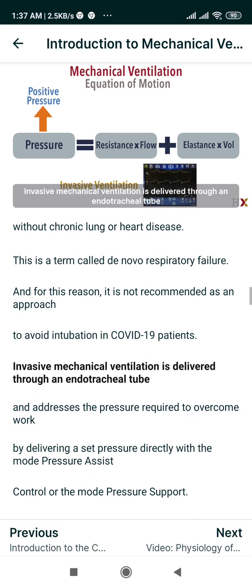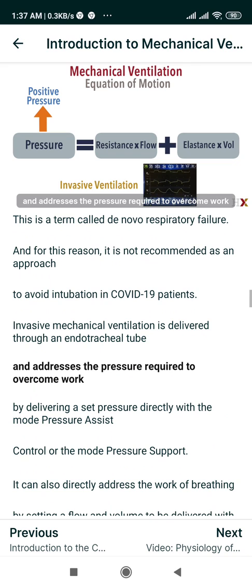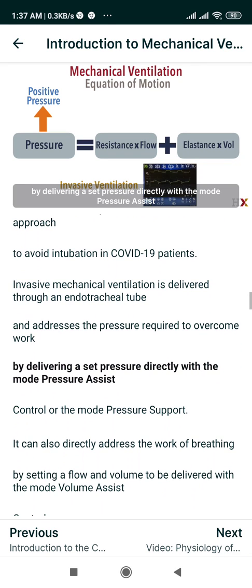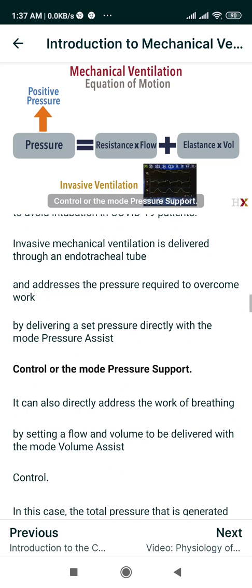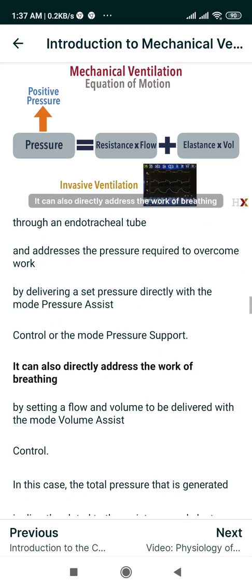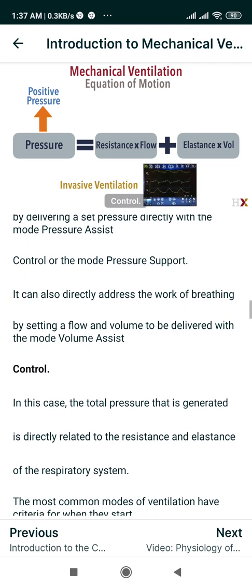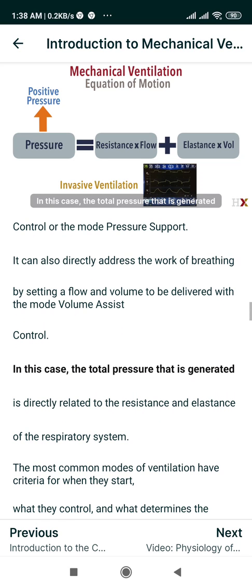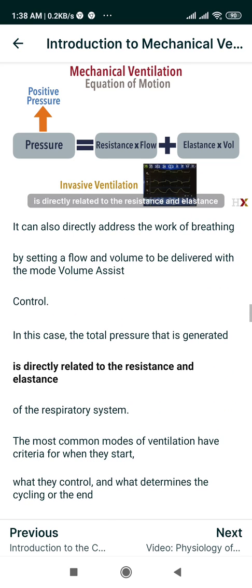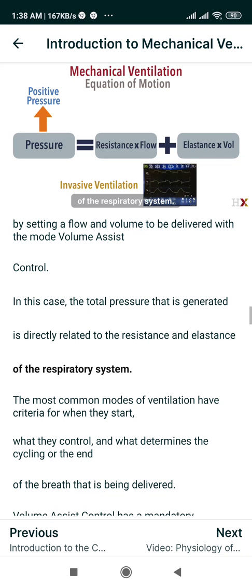Invasive mechanical ventilation is delivered through an endotracheal tube and addresses the pressure required to overcome work by delivering a set pressure directly with the mode pressure assist control or the mode pressure support. It can also directly address the work of breathing by setting a flow and volume to be delivered with the mode volume assist control. In this case, the total pressure that is generated is directly related to the resistance and elastance of the respiratory system.